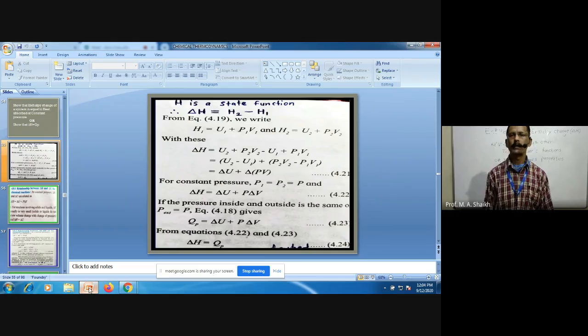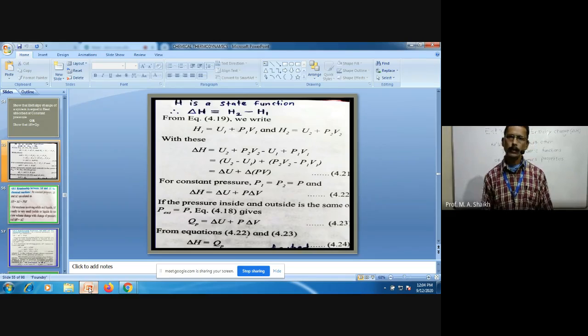Similarly, we can find the value of H2. So H2 will be U2 plus P2 V2. H2 is the enthalpy of system at the final state, U2 internal energy of system at the final state, P2 and V2 are the pressure and volume of the system at the final state.